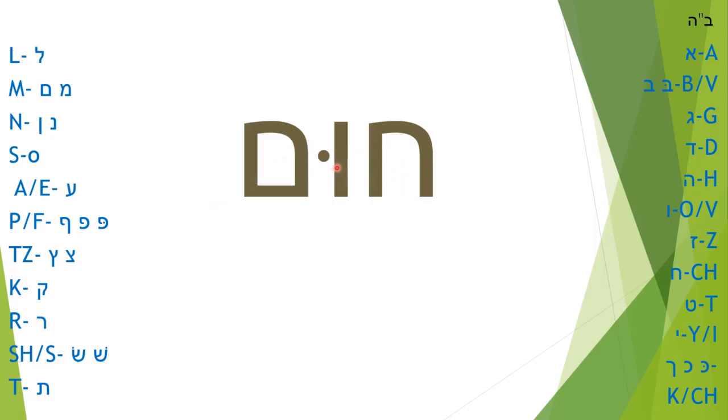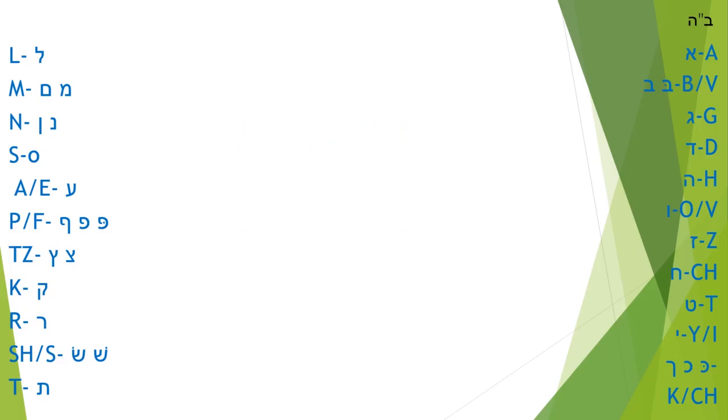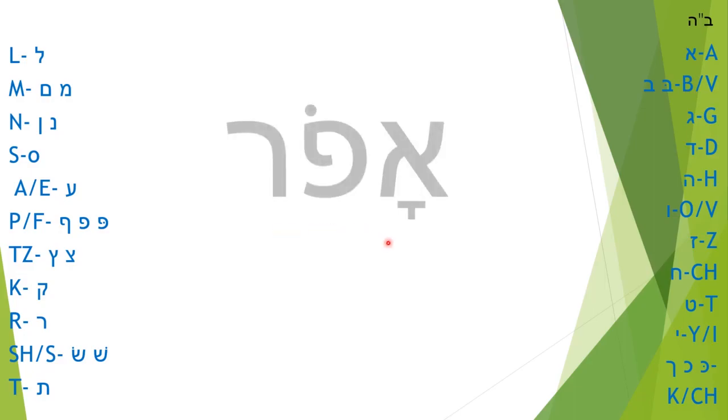Okay, so we have the same scenario here, but the dot is on the side. So that makes the oo sound. Hum, hum. Together, hum. That is brown. Okay, a, fo, r. Together, afor. She's gray.